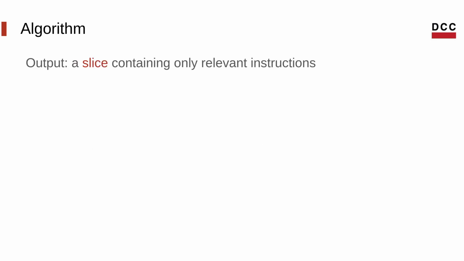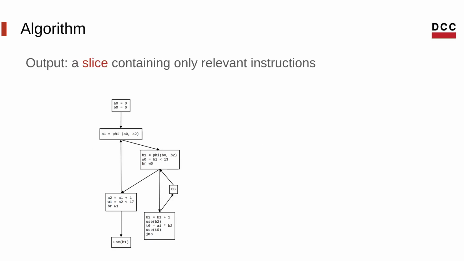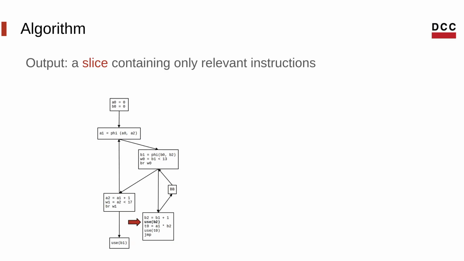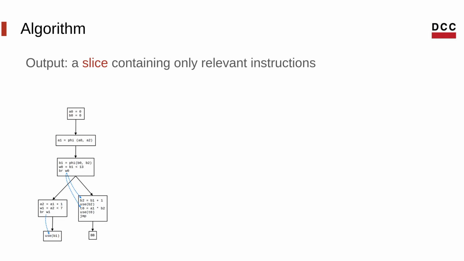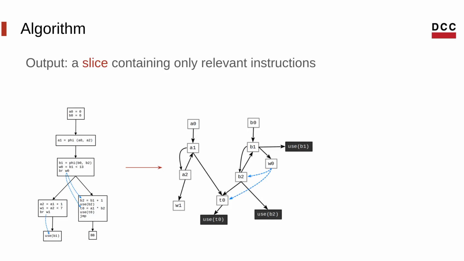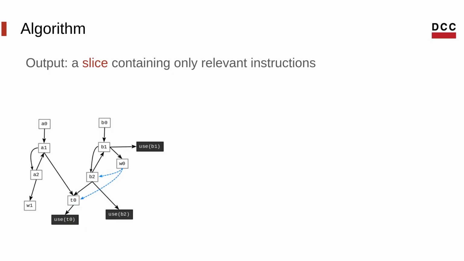Now, to get the output slice, we need to choose the slice criterion. In this case, it will be use B2. From that node in the dominance tree, we link predicates to variables. In this case, the predicate for B2 is W0. Knowing the linked predicates to each variable, we pass this information to our PDG. This way, we can compute data dependencies for our slice and get a simplified PDG.